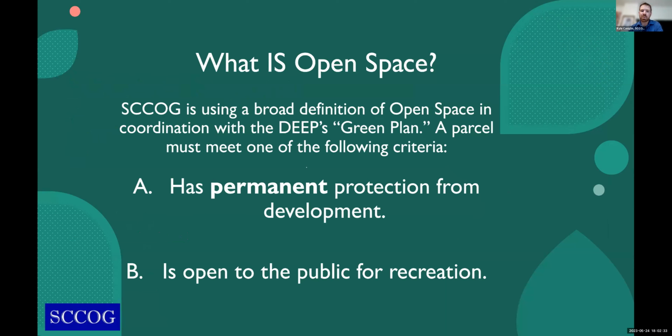So it takes a very broad definition of open space. Anything that meets either one of these two criteria, either that it has some form of permanent protection from development, or that it's open to the public for recreation. So something like a green strip in a highway median would not count towards this, but an urban playground would, which is something that not all towns do count.